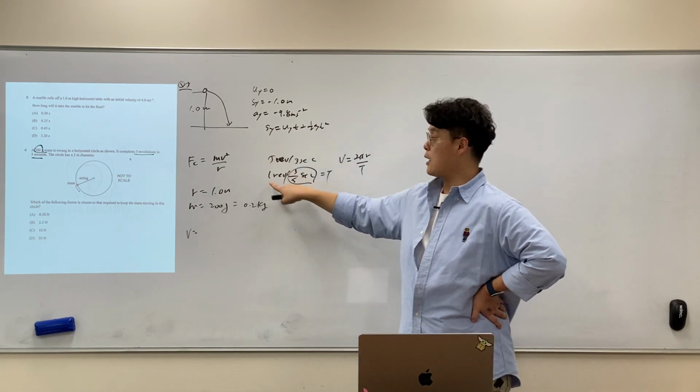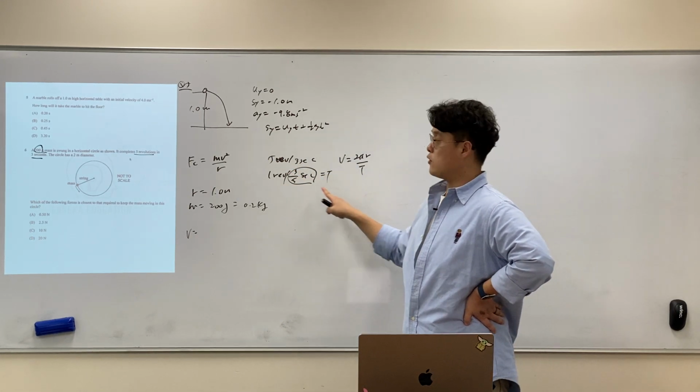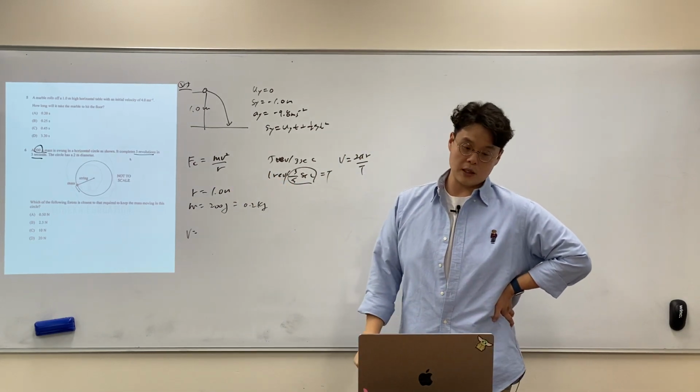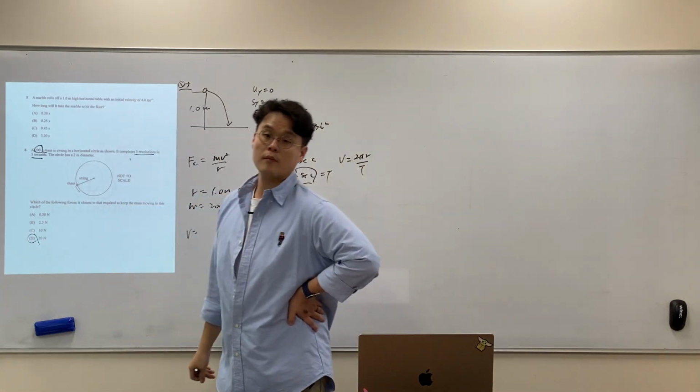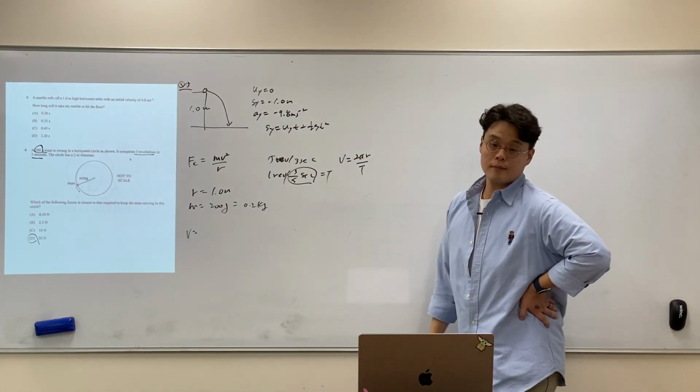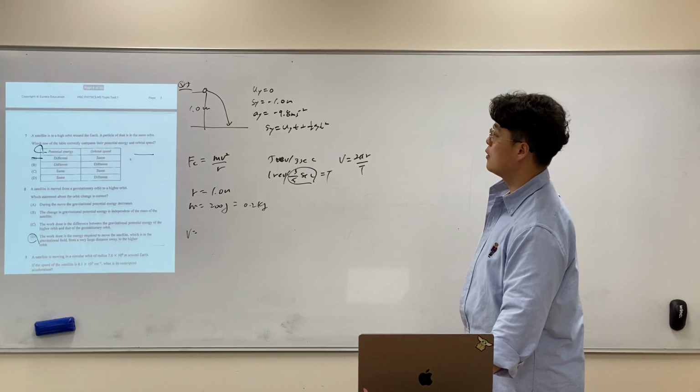Now we've got m and r, and substituting every value into Fc, you get the value of D, 20 newtons, closest to. Did you get it? All right then, 7.